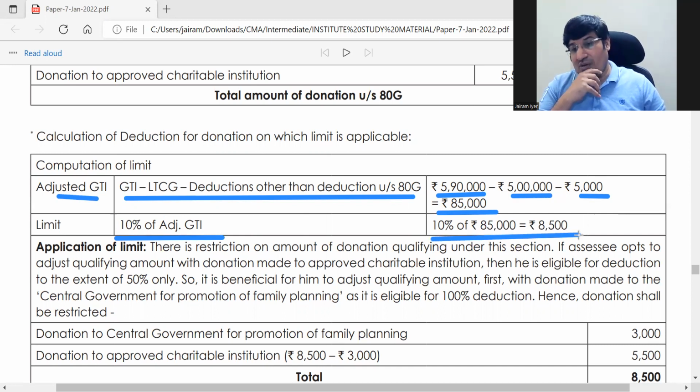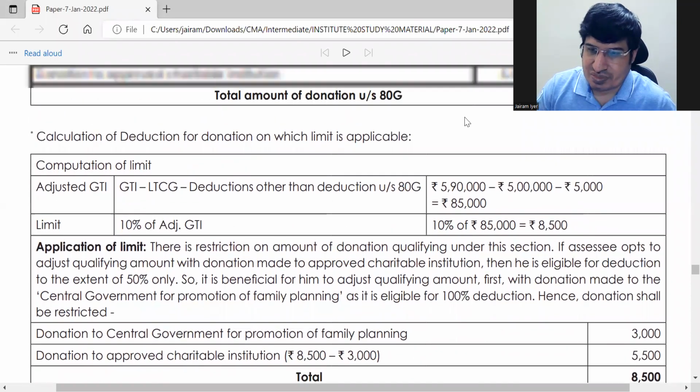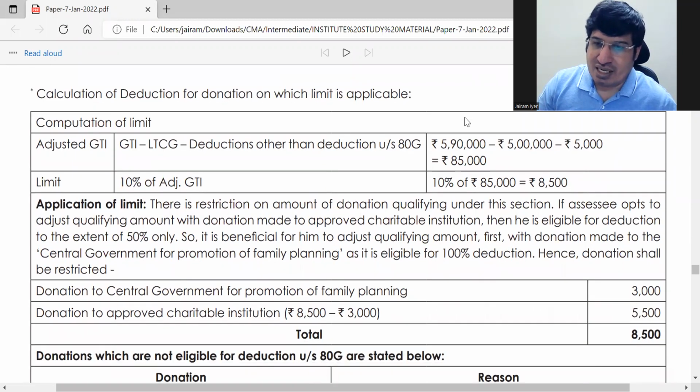So although the total amount for those two is 15,000, correct? We will only be able to get up to 8,500, maximum. So this is how it's going to be applied. First, family planning is 100%, correct? Family planning, you will be getting 100%. So take this 3,000 fully. After you take the 3,000, your limit remaining will be 5,500.